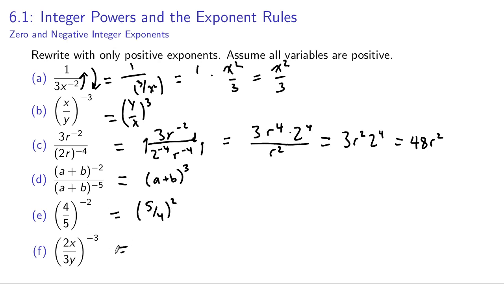Same with this one. We don't need to bother getting rid of the parentheses. We'll just flip the fraction, invert the fraction, and invert the sign of the exponent. And we're done. We have written it with a positive exponent.